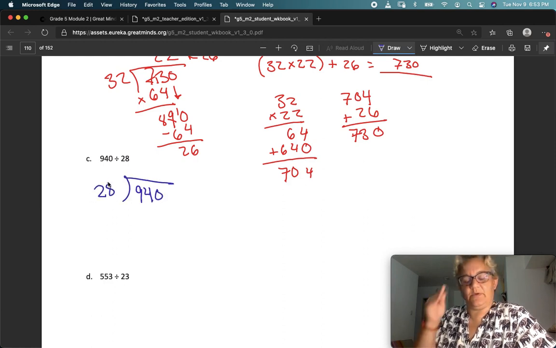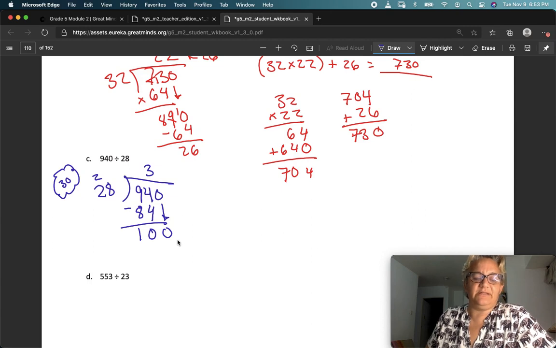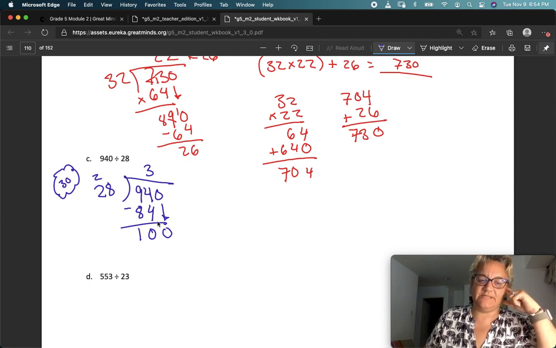Let's try 940 divided by 28. Okay, so 28 is not going to go into 9, but it will go into 94. So 28 into 94, let's see, if we rounded that up to 30 in our heads, and we multiplied 30, 60, 90, that's 3 times. So let's do that. 3 times 8 is 24, carry the 2. 3 times 2 is 6, plus 2 is 8. And then we have a leftover of 10. Bring down the 0. Now we have 100 as our remainder. This is that subsequent remainder that they were talking about in our objective.